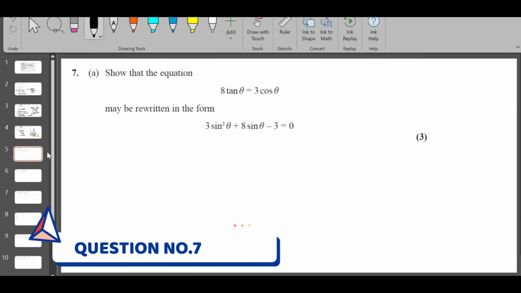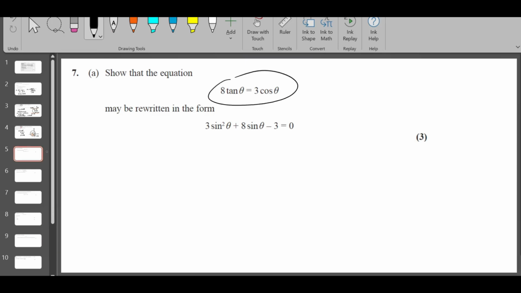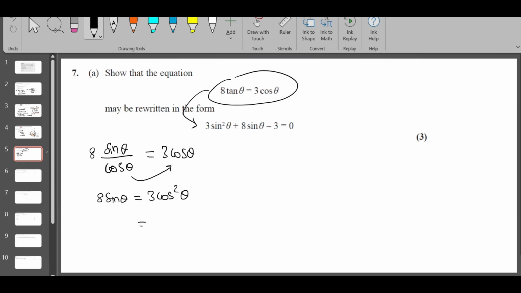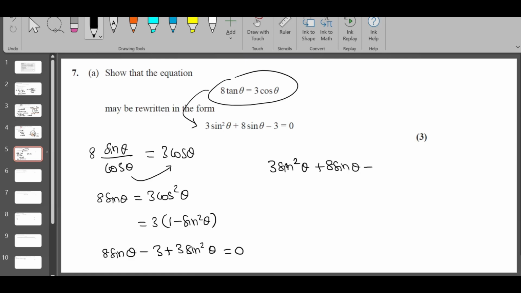Question number 7 now. Show that this equation can be rewritten in this form. So I'm going to take the whole equation and replace tan by sine over cos is equal to 3 cos theta. Bring the cos here. So 8 sine theta is equal to 3 cos square theta. We can replace cos square by 1 minus sine square using the identity cos square plus sine square is 1. Open the bracket and move everything this side. Minus 3 plus 3 sine square is 0. We got the equation. 3 sine square theta plus 8 sine theta minus 3 is 0.